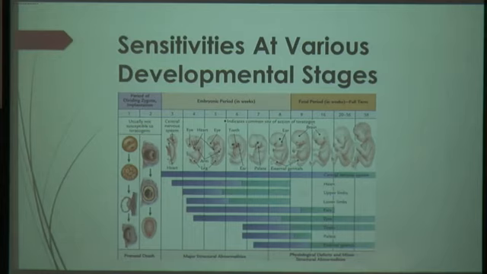For example, the central nervous system has a very long blue bar here. This blue color means highly sensitive. It means in this very long period, the central nervous system is sensitive to getting birth defects. And the green one means less sensitive. So if you compare all of these different parts of the body, you can see the central nervous system is sensitive in most periods of fetal development.